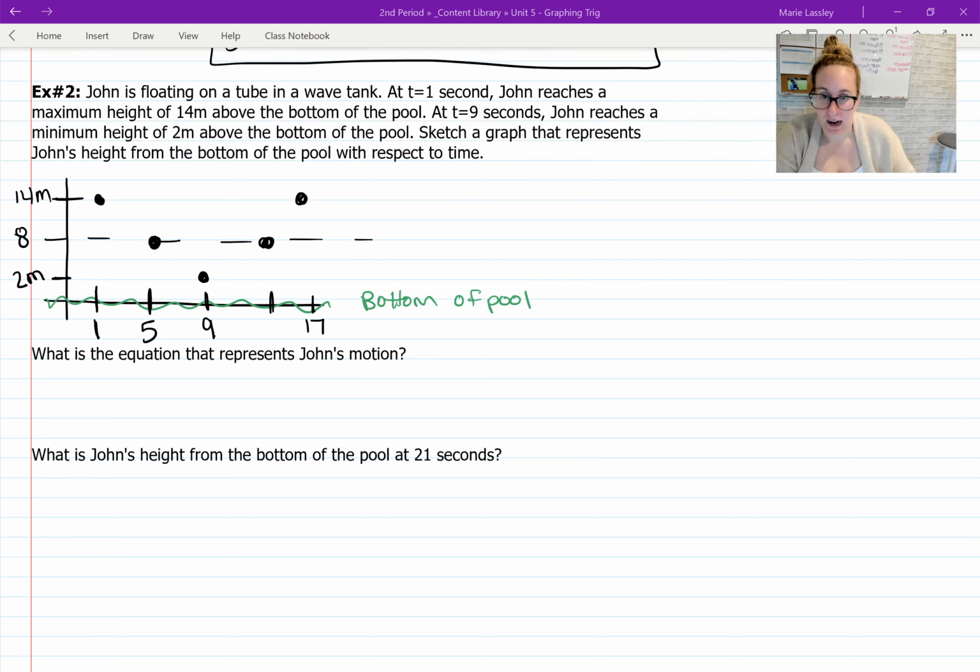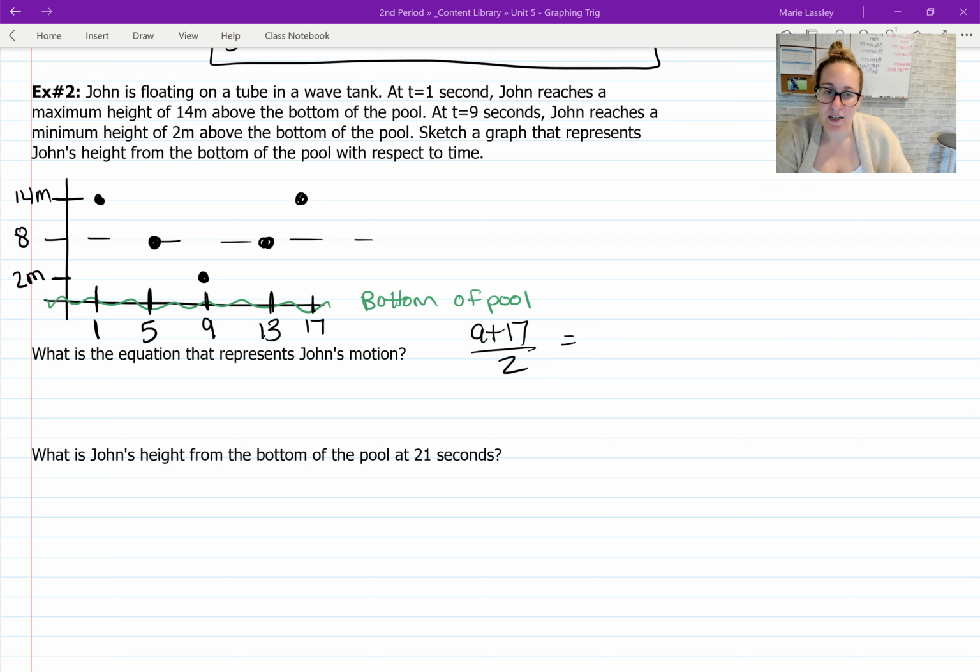Now a couple ways you can do this. You could do the midpoint between 9 and 17, right? You could do 9 plus 17 divided by 2 to figure out what's in between them. So 9 plus 17 divided by 2, that's 13.